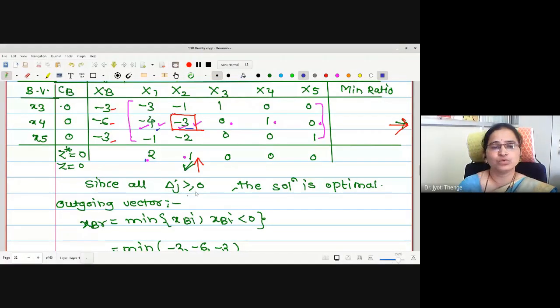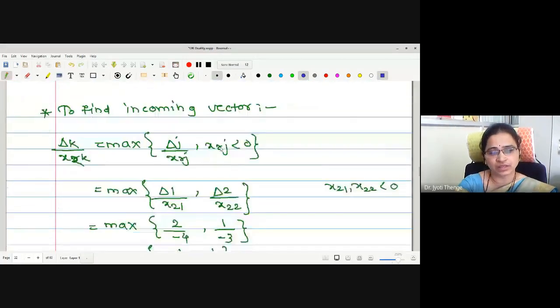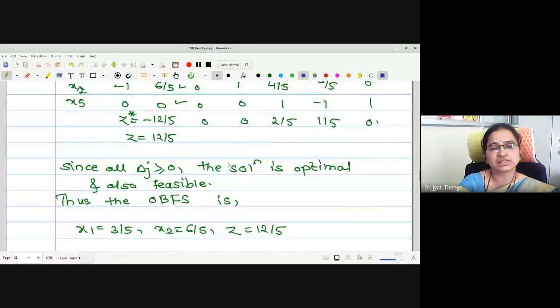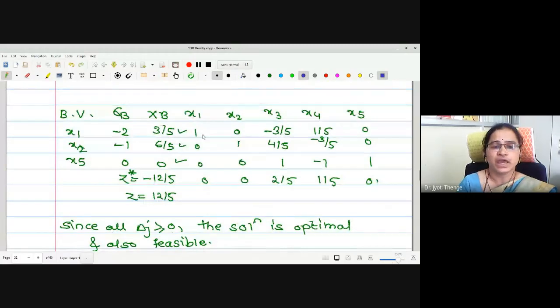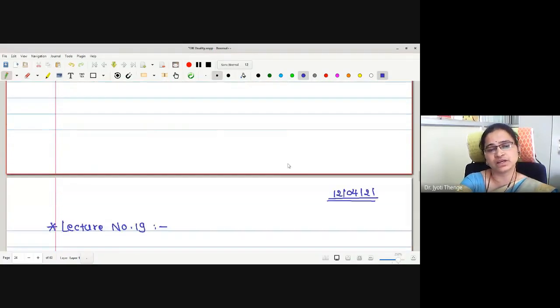How to find out the ratio? Net evaluation upon the entries in the key row which are negative. Here we have done this in detail and solved this example. In this last table, if you observe, all the values in the XB column are positive: 3 by 5, 6 by 5 and 0. All the values are non-negative. Here the process stops. The solution is feasible. Therefore, we are going to stop the process and write the solution at last.